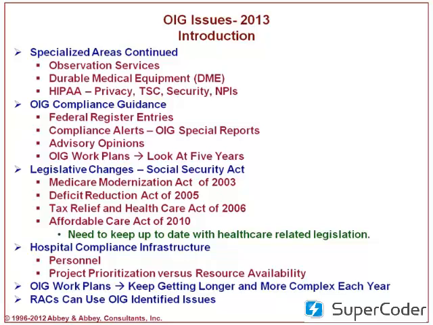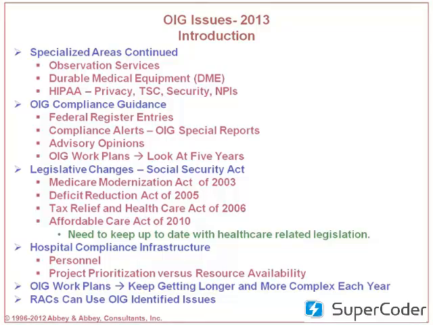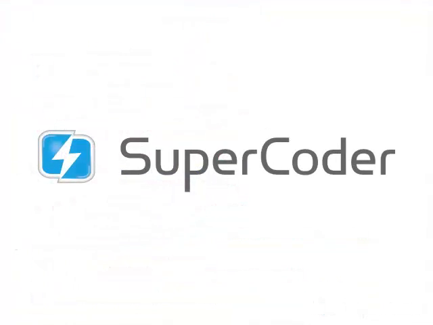Then you have to worry about legislative changes. The Affordable Care Act has brought forth a number of different things, and we'll touch upon a couple of those today. And as I've already mentioned, the OIG work plan gets longer, more detailed. And also, keep in mind that for each of these work plan issues, I can't say this is 100% true.